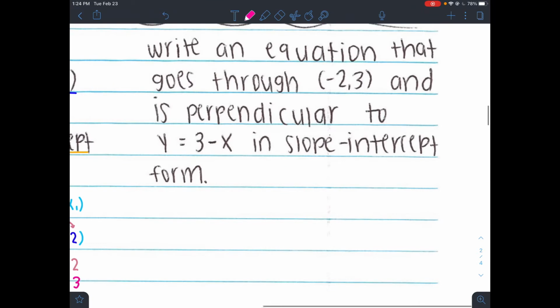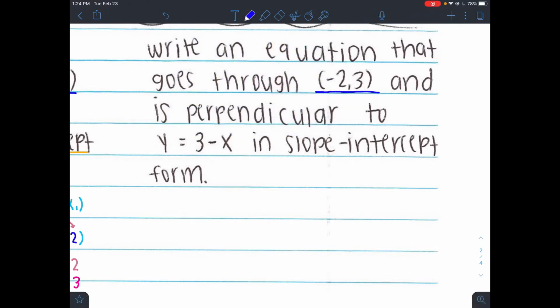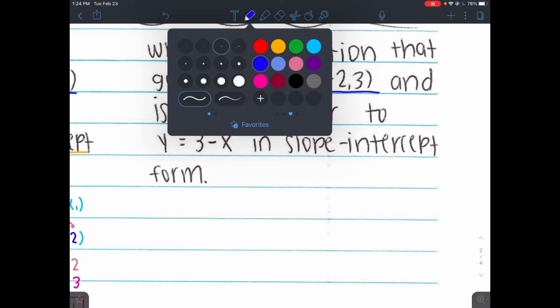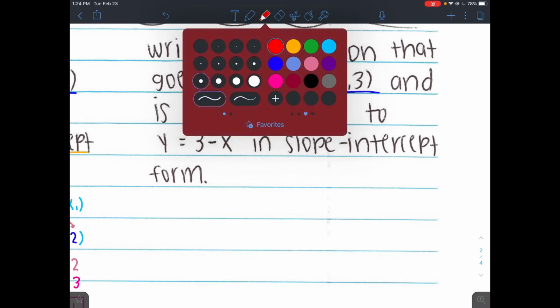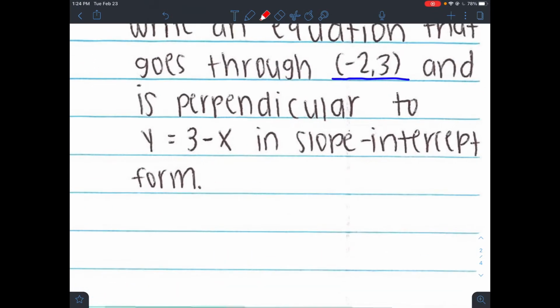Now for this, we're going to write an equation that goes through (-2, 3), but it's perpendicular to y equals 3 minus x. So we're still using the same exact point here, and I'm doing that because I want you guys to see the difference between parallel and perpendicular. Did I use red over here? I did, so let me use a different color. I'll use lavender. We want perpendicular this time.